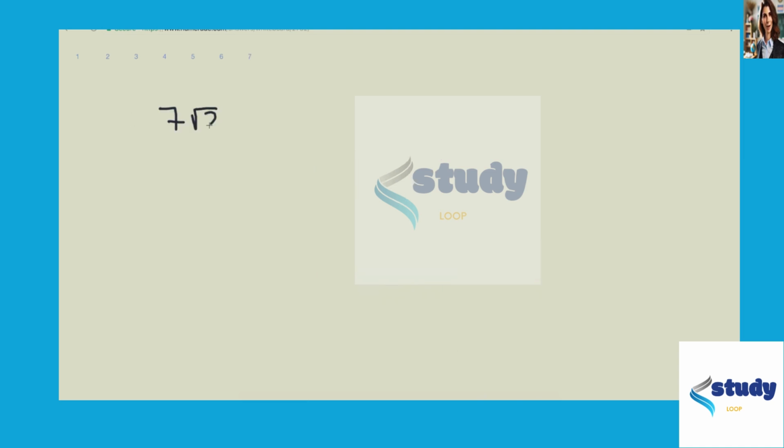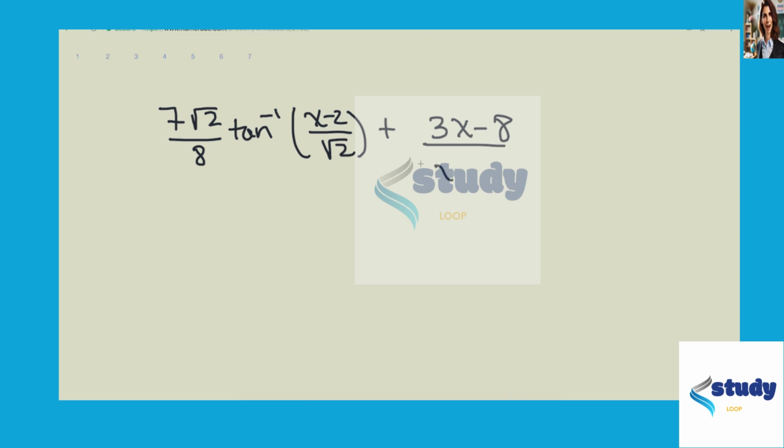So combining the tan inverses, we can write this. And then we also have 3x minus 8 over 4 times x squared minus 4x plus 6, plus that constant c, and there it is. That's our final answer.